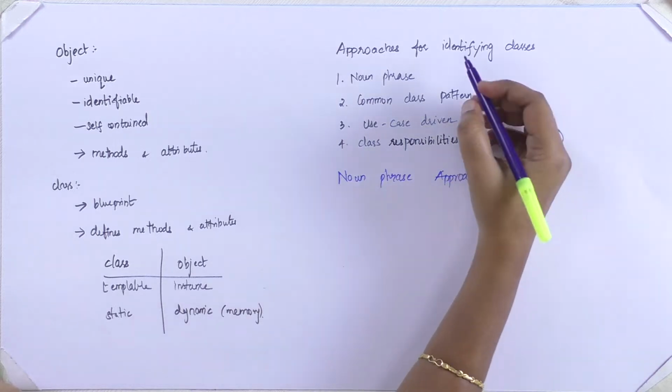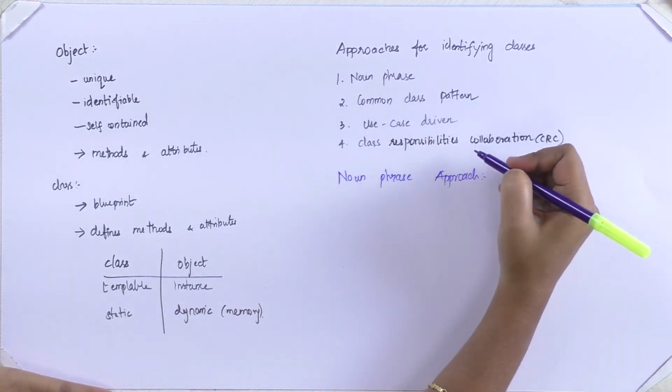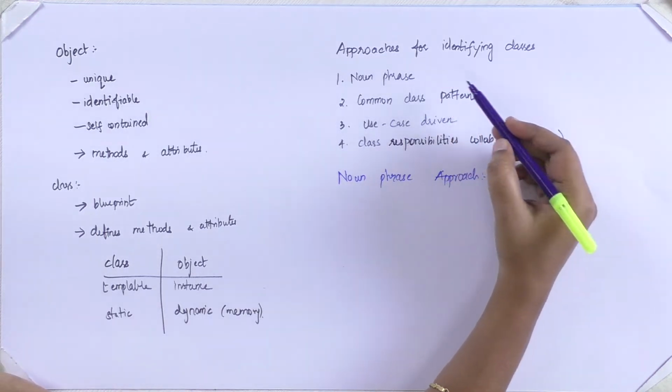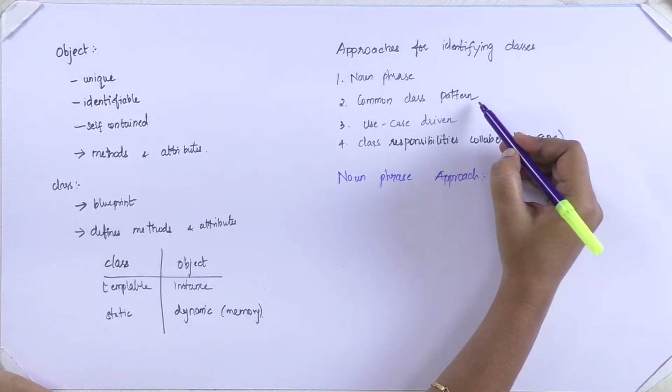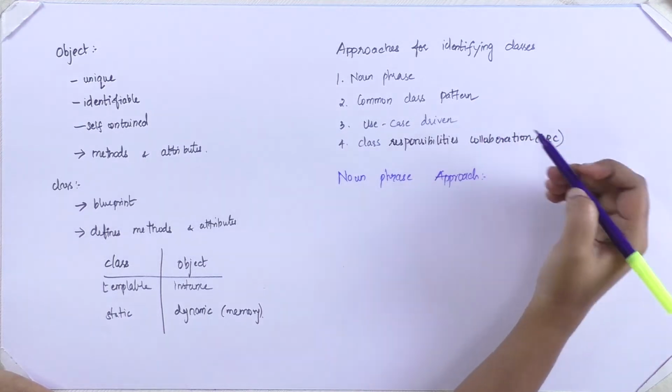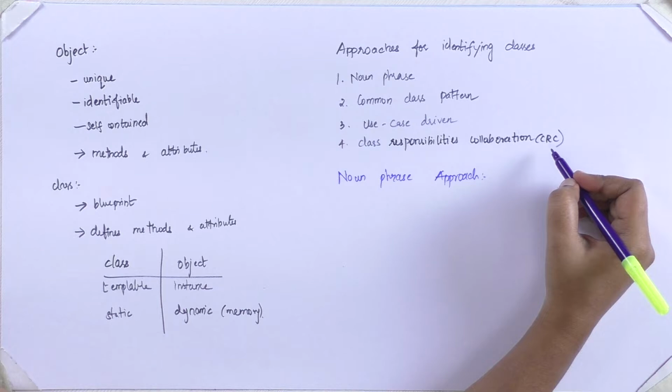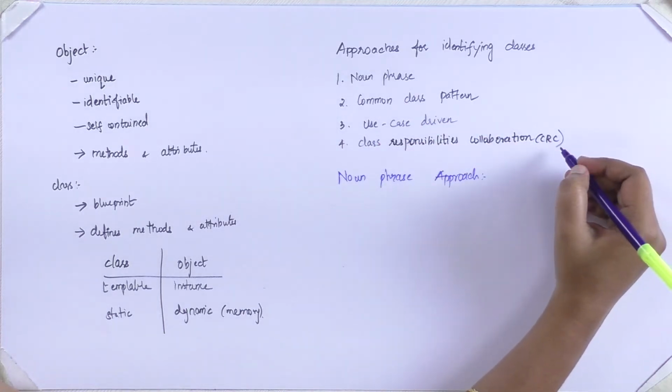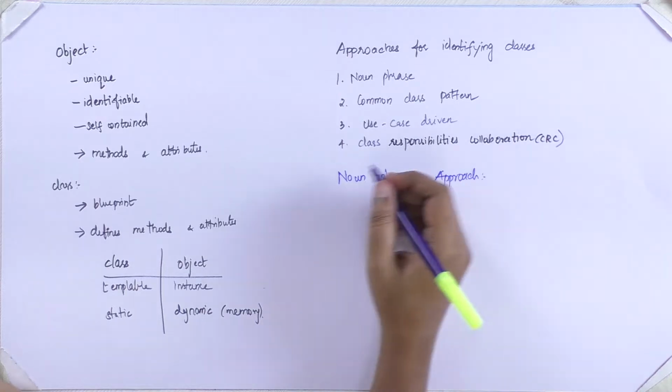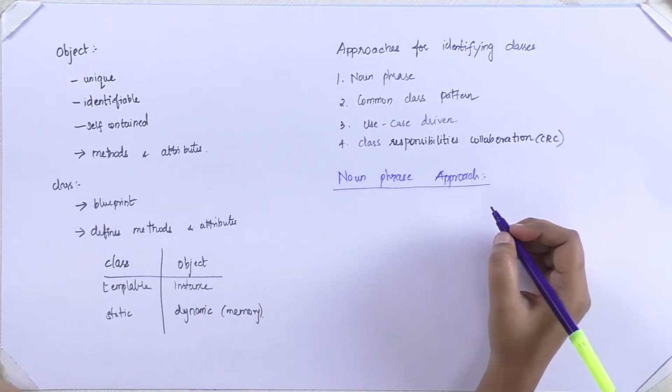You have 4 ways of identifying classes. The first way is the noun phrase approach. The second method is the common class pattern approach. The third is the use case driven approach, and the fourth is the class responsibilities collaboration approach. This fourth method can also be called the CRC approach. Now let us see in detail about the noun phrase approach.